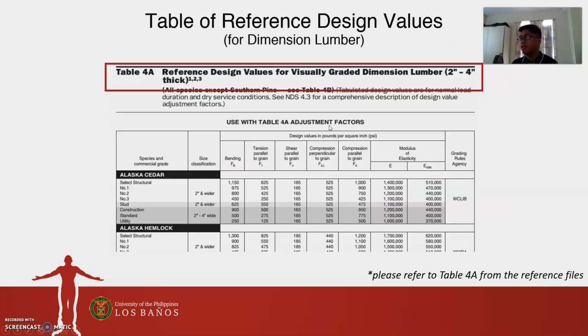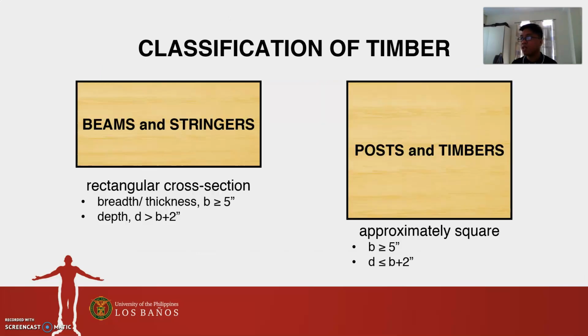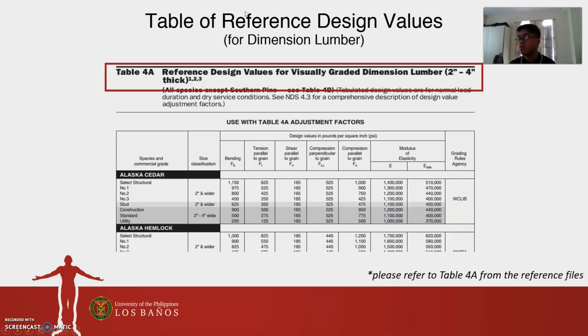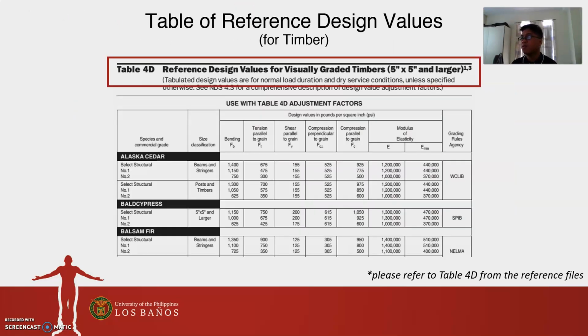As you can see here, we have visually graded dimension lumber. If your member is 2 to 4 inches thick, then it is sawn lumber and dimension lumber, so you have to use this table here. On the other hand, if it has a thickness of 5 inches or more, then you have to use Table 4D.